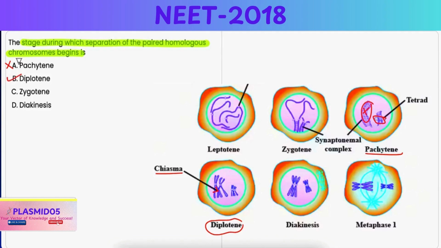Option C, zygotene. It is also incorrect because it is a stage where homologous chromosomes begin to pair up, that is, synapsis occurs and the formation of synaptonemal complex also occurs. Option D, diakinesis. It is also incorrect. It is the final stage of prophase 1 where the homologous chromosomes are fully condensed and chiasmata move towards the end of the chromosomes, that is, terminalization takes place.